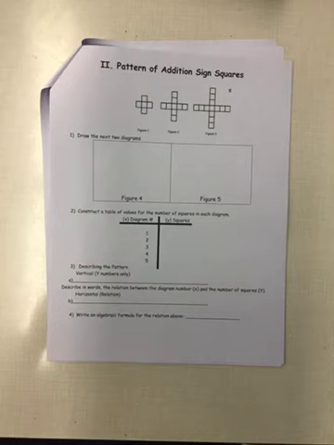So if we look at the pattern above, in figure 1, we have 5 squares. In figure 2, we have 9 squares. And in figure 3, we have 13 squares. By looking at those three numbers, we can tell that the difference between each of them is 4. So every time you are adding 4.